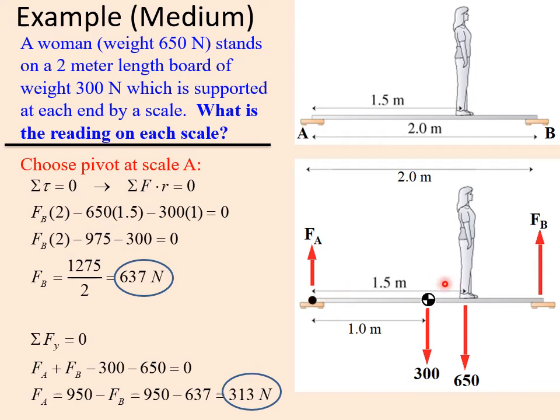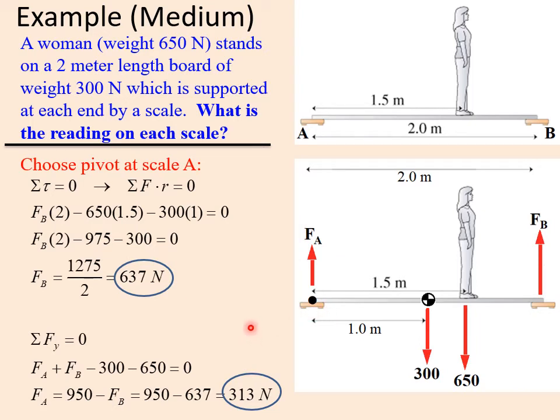So let's take a look at the forces involved here. We've got the board here. Remember, the weight of the board was given as 300 newtons. It acts right at the center of the board because that's where the CG is. For a uniform board like this, the CG is always in the middle. The woman is standing over here and her downward force of gravity is 650 newtons. That's her weight. What we don't know is FB, the force on scale B, and FA, the force on scale A.